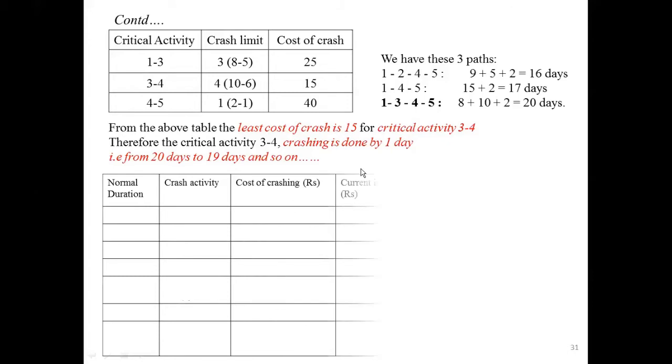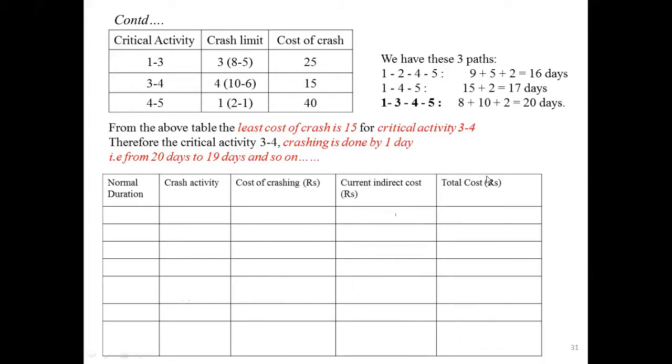Next, we have to construct this table where we have normal duration, crash activity, that is which activity you are going to crash, cost of crashing, and current indirect cost and total cost. Then first you have to fill with respect to the 20 days. That is for normal duration, normal project length, you got it as 20 days. Here you write 20. Crash activity from this table, the crash activity is 3 to 4.